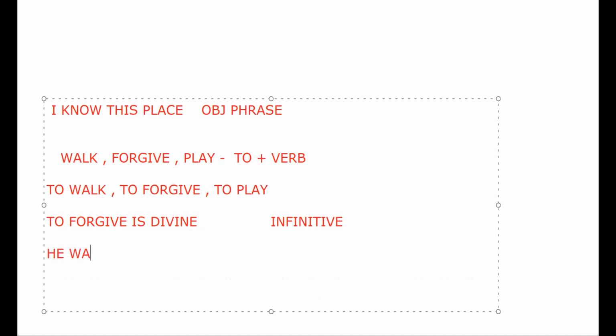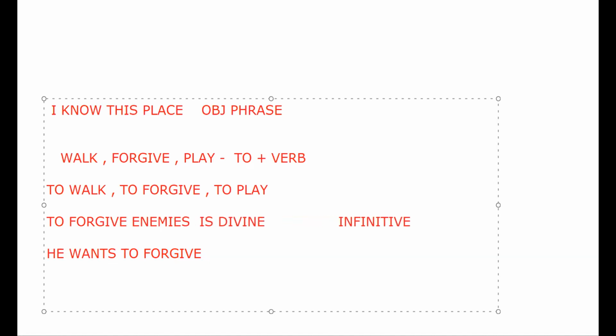He wants to forgive. He wants what? To forgive. So this is an infinitive in object position, the object of this verb. What is wants? A verb. So don't get confused, a little bit of practice and then you'll get a hold on this. Now look at this. I can turn this infinitive into a phrase. How? By simply adding an object. To forget enemies is divine. What is divine? To forget enemies. It's still an infinitive phrase.